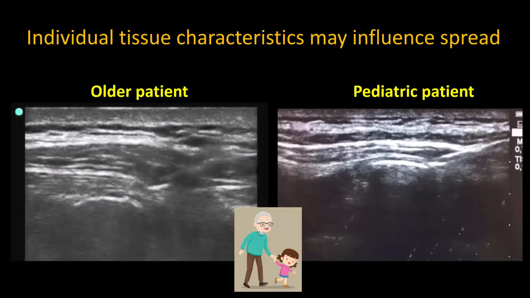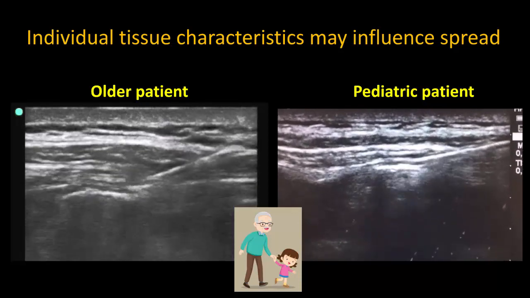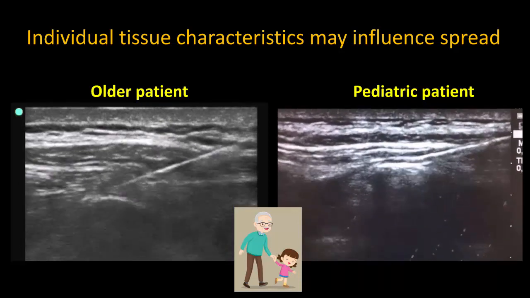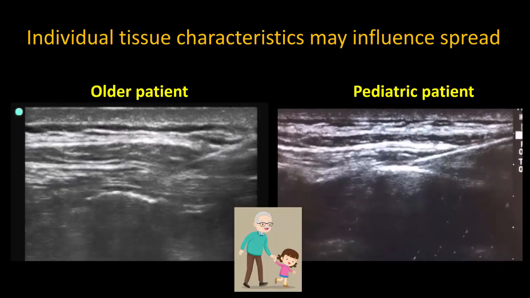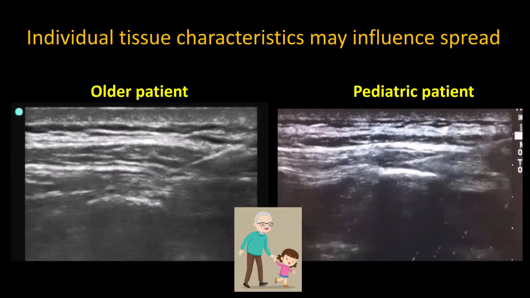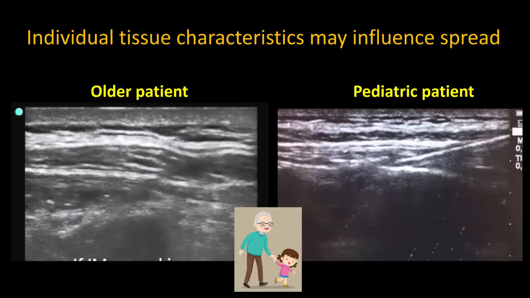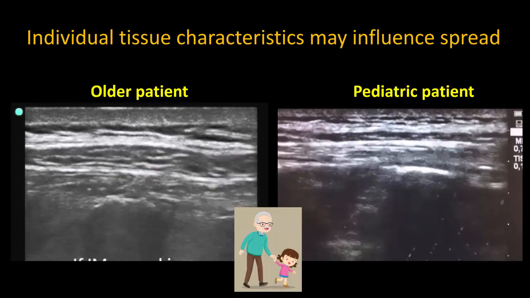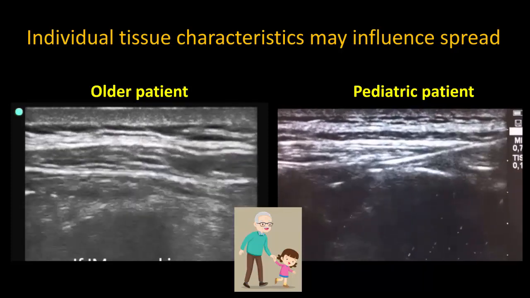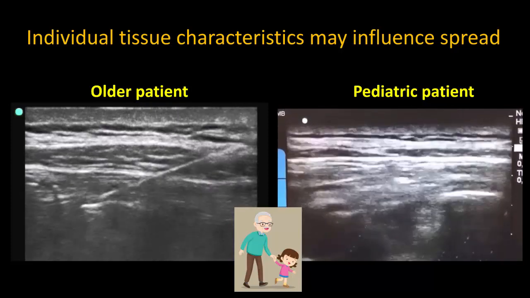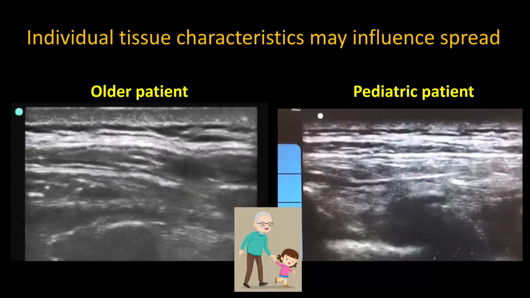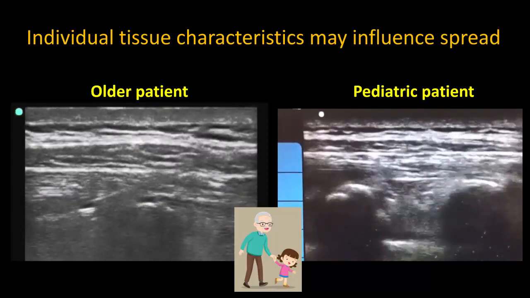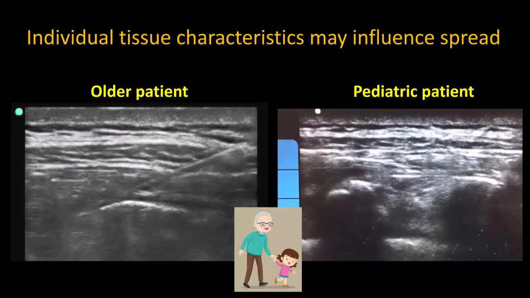Anecdotally, older individuals, and perhaps too very young children, may have softer and more compliant or pliable tissues, and physical spread may thus be more pronounced in these populations, as you can probably appreciate from these videos. However, I must emphasize that we don't have systematic evidence for this as yet.